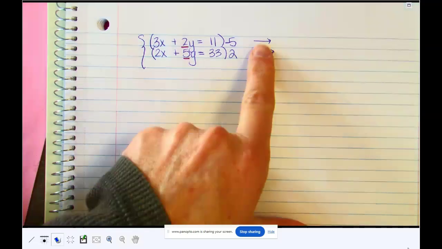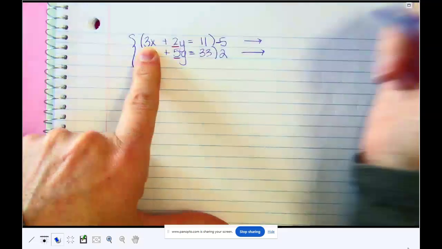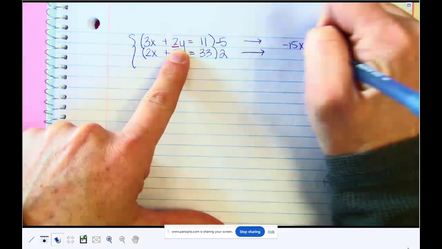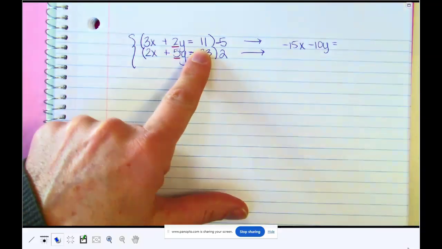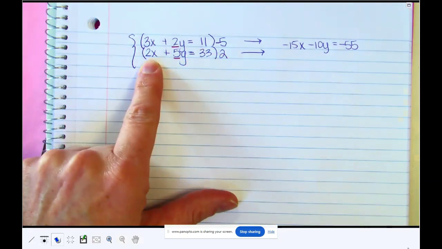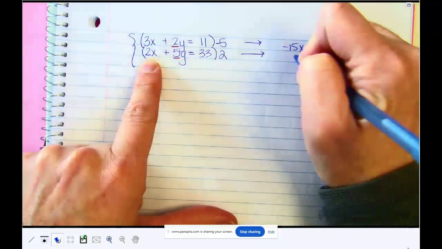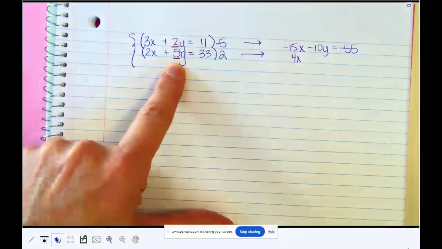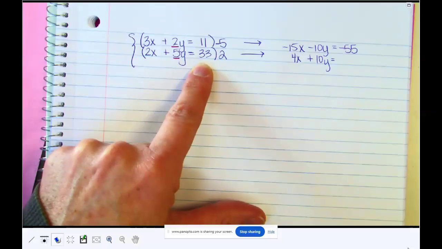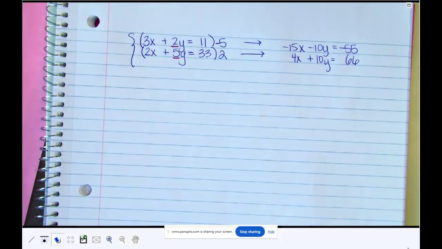Okay, so we're going to multiply the top by -5. So what does that turn this x into? -15x. What does it turn my y into? -10y. What does it turn my answer into? -55. You can multiply the bottom by 2. That turns our x into what? 4x. Not y, Adrian. You're ahead of me. Turns our y into, there's our 10y. And turns our answer into 66. Now I have something that will eliminate.